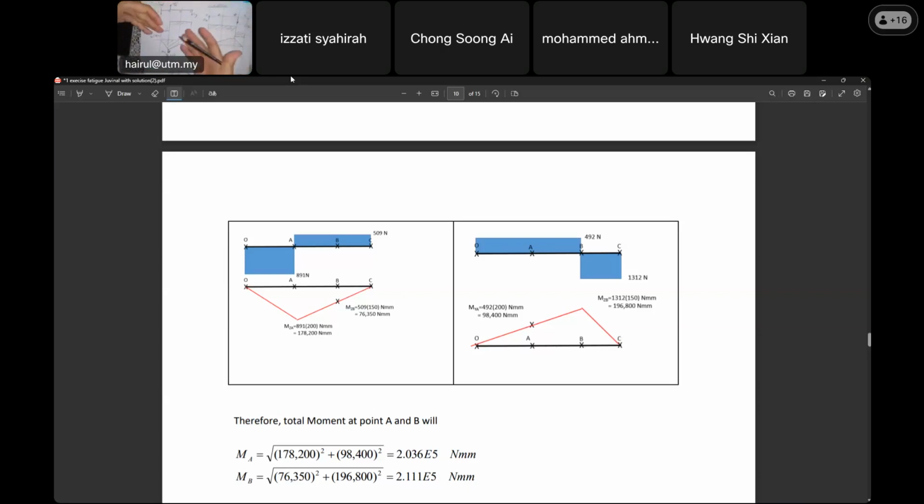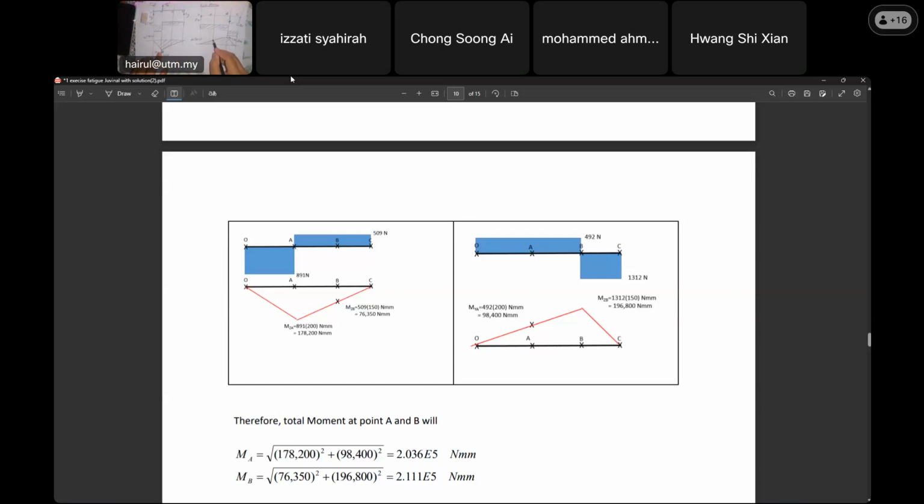Class, can you see? This one you can solve. You have the shear diagram and moment diagram at the XY plane, and the shear diagram and moment diagram at the XZ plane. In the XY plane, A is on the negative side, but the value is 178,000. In the XZ plane, B is critical, and the moment at B is 196,800 Newton millimeter. You understand what I'm saying, so you must know the value here.